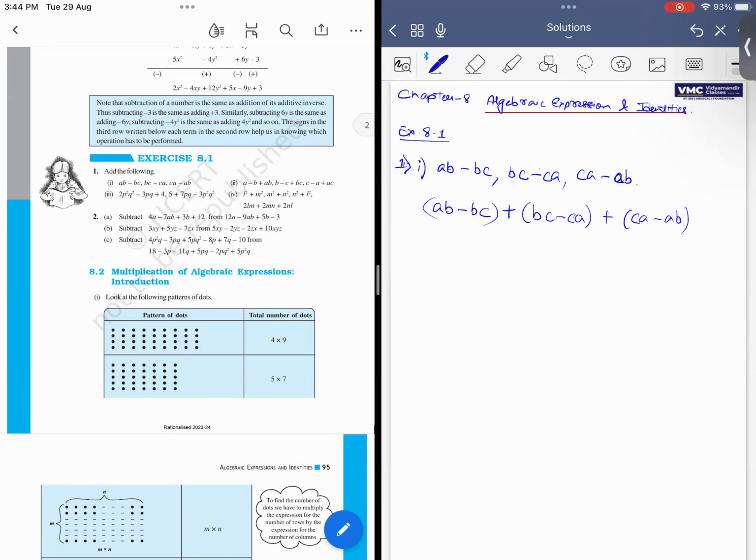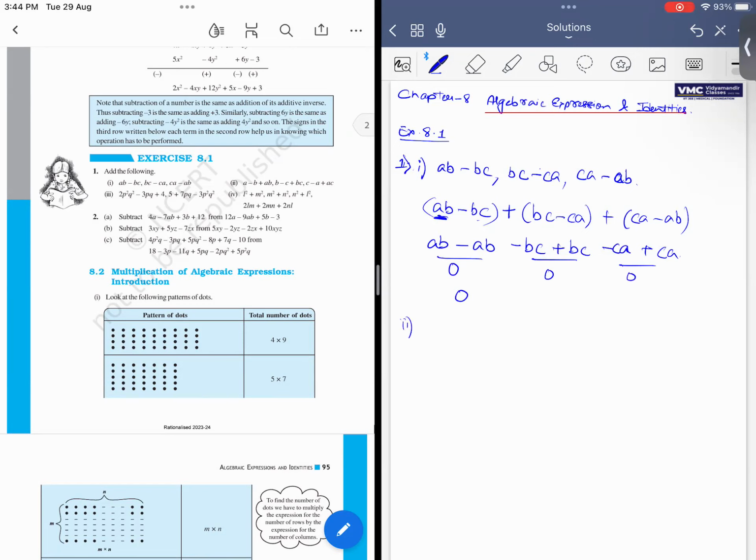Now look for the like terms. The first term is AB. Look for it, AB, where else? So we bring them together, plus AB and minus AB. Again, the second term is minus BC and plus BC, and then minus CA and plus CA. So all the terms are present, I mean, its opposite negative term is also present. So that means all of it will get cancelled up, 0 and 0. So the whole final expression becomes 0.